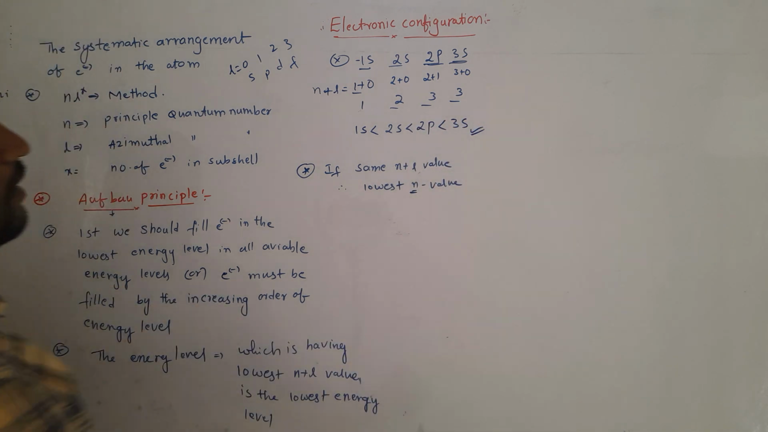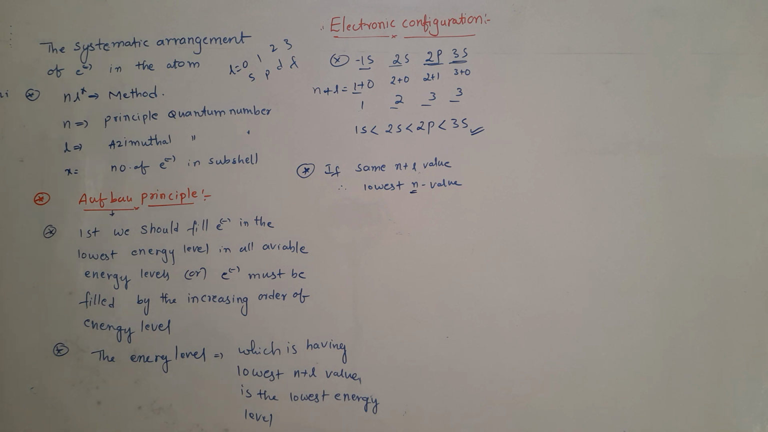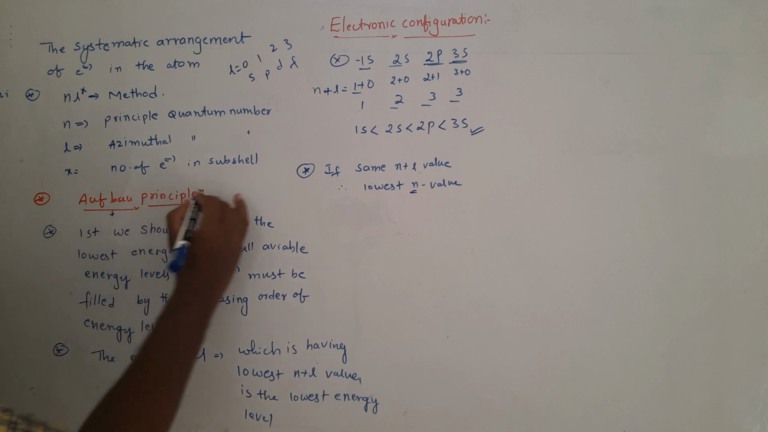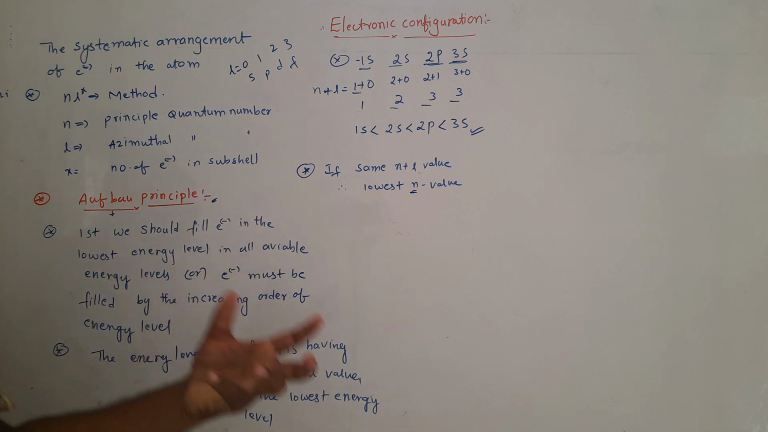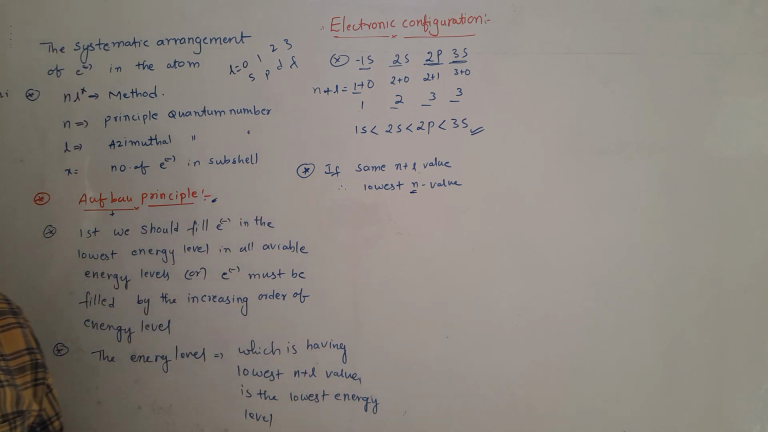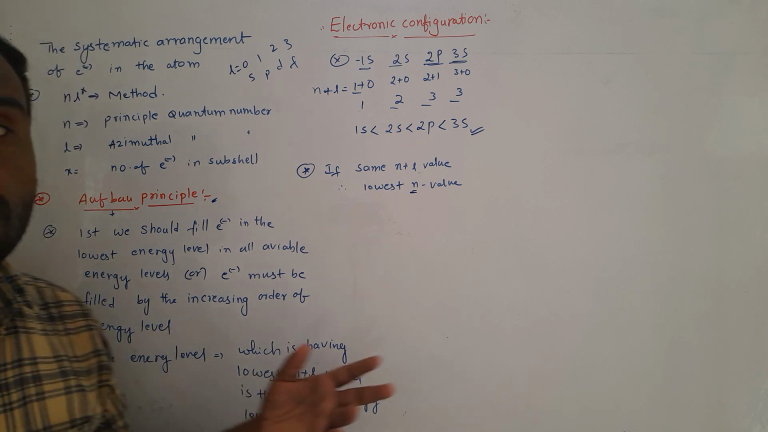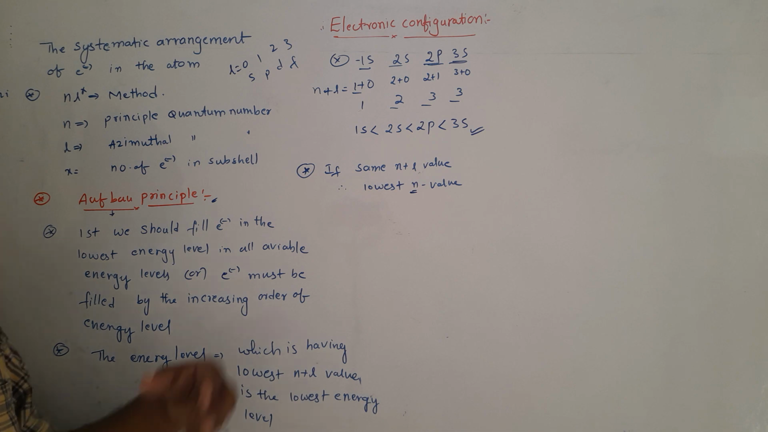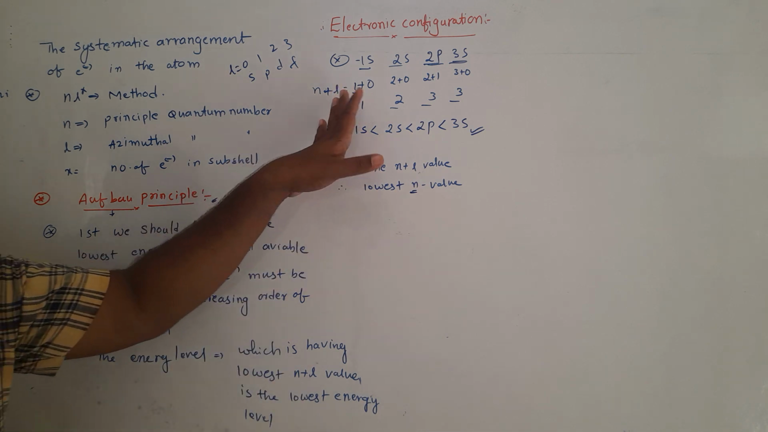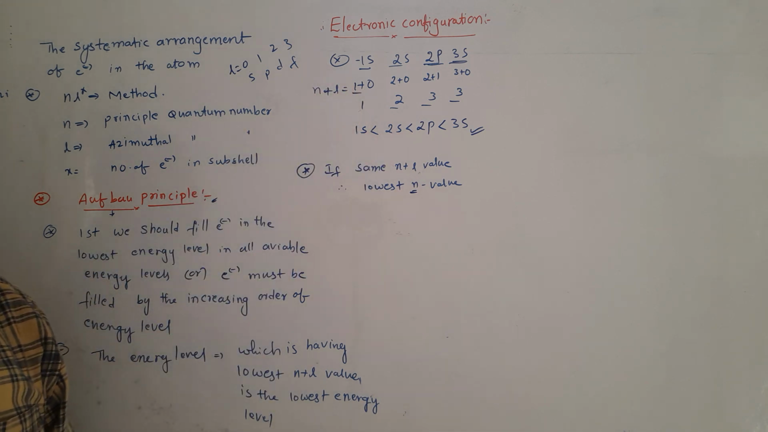So in this order we need to fill the electrons. This is according to the Aufbau rule, which says how to fill the electrons in different energy levels. We need to fill the electrons in different energy levels in the increasing order of their energy. So how to know their energy?